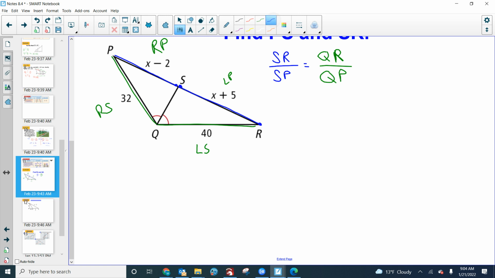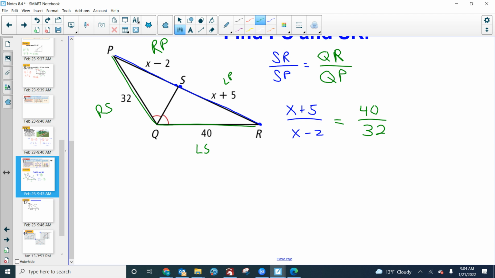SR is x plus 5. SP is x minus 2. Left side is 40. Right side, 32.